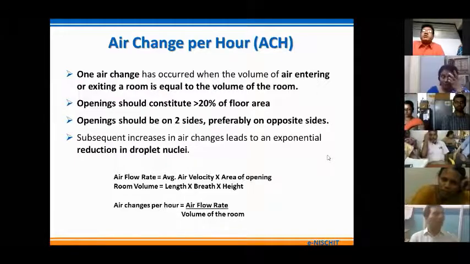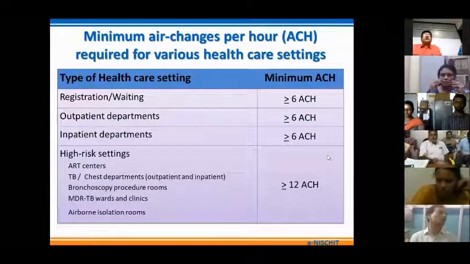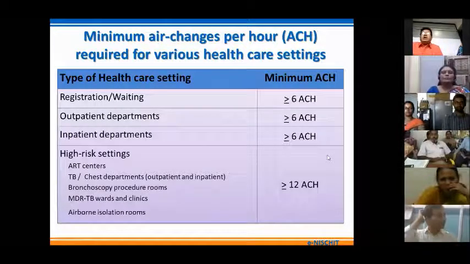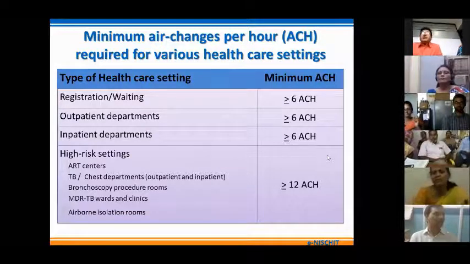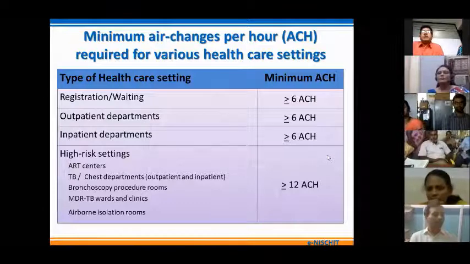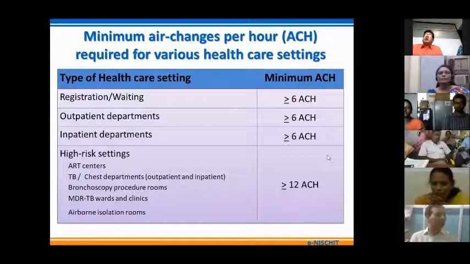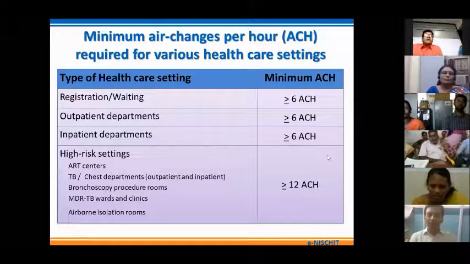Next slide, please. And we'll show you some of the requirements, like the registration and waiting area. The air changes should be 6 and more. Outpatient department, 6 and more. Inpatient department, 6 and more. And high risk settings, and ART centers are considered high risk settings. So there we need to have 12 air changes per hour. So we have to really concentrate on providing good, adequate ventilation at this center. Next slide.